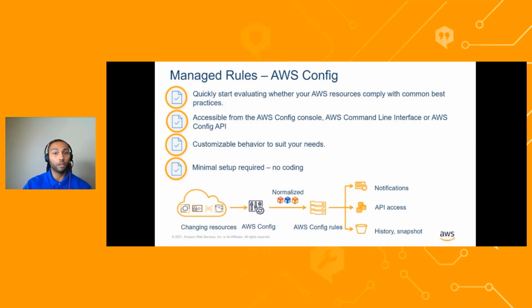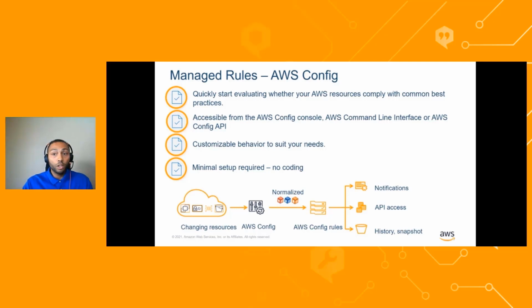The first service that we'd like to talk about is AWS Config, and in particular, the managed rules that AWS Config is going to offer you. So AWS Config is a service that enables you to assess, audit, and evaluate the configurations of your AWS resources. Config is going to continuously monitor and record your AWS resource configurations and allow you to automate the evaluation of recorded configurations against your desired configurations.